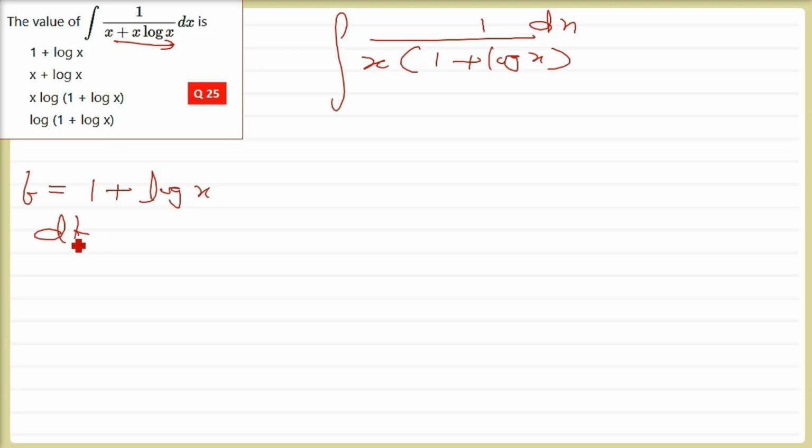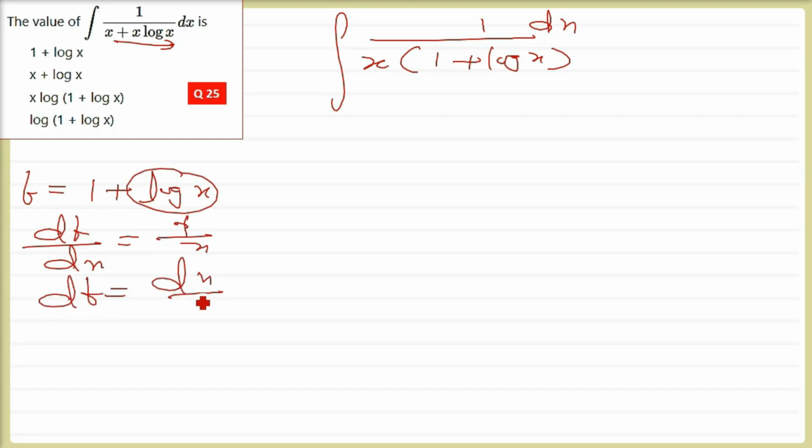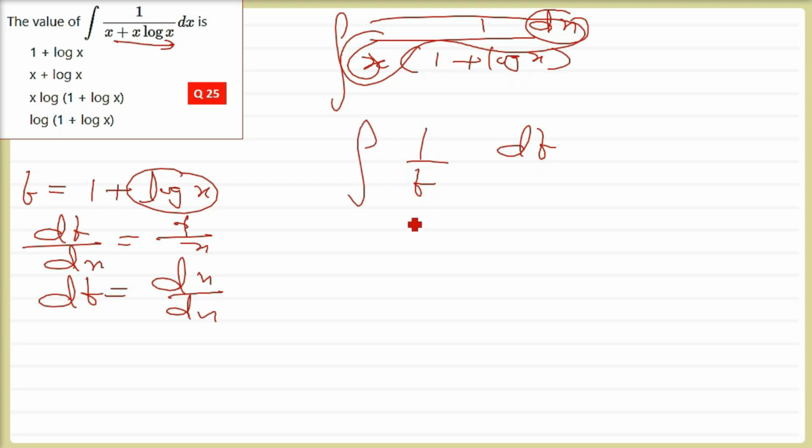as t. This dt by dx will be what? 1 will be 0, log x will be 1 by x. This dt will be equal to dx by x. Now dx by x is already in the question. This is already there. So what we can do? Integral of 1 by t dt will be simply log modulus of t plus constant of integration.